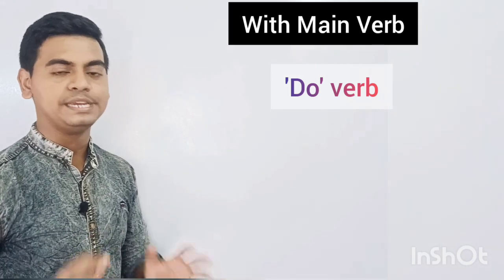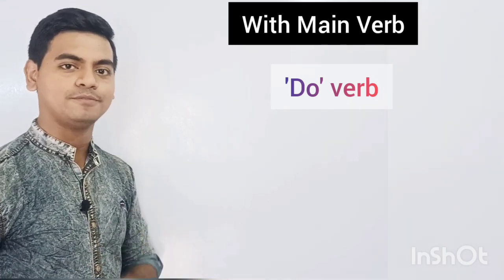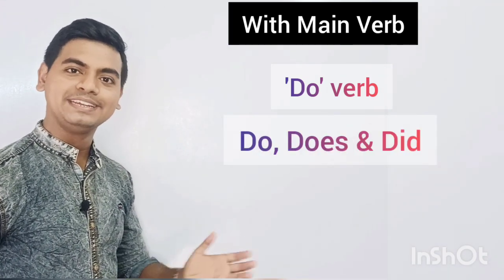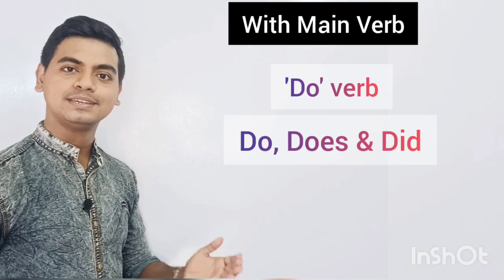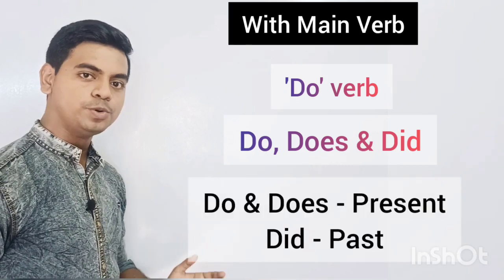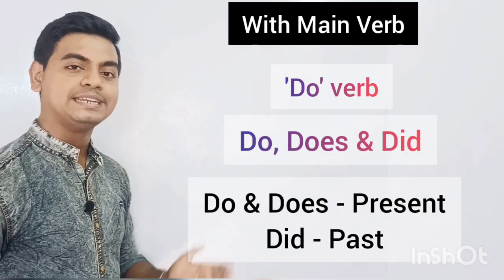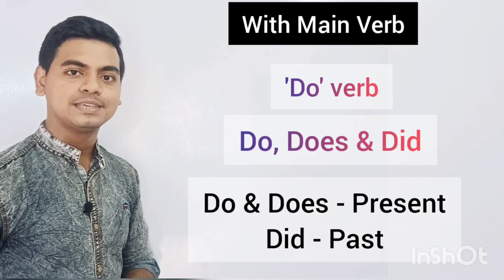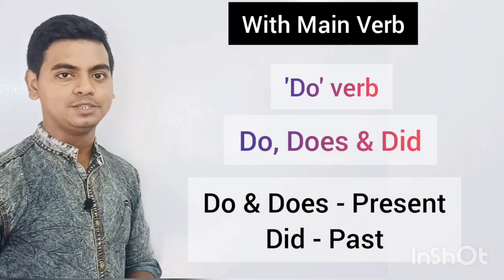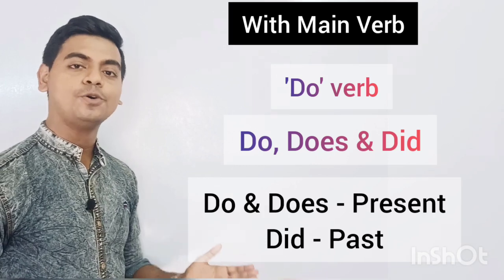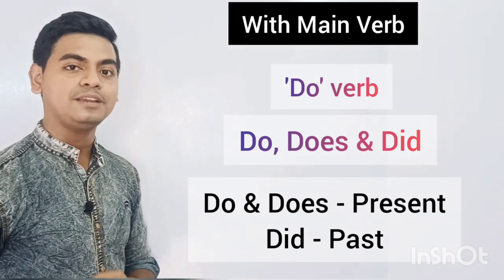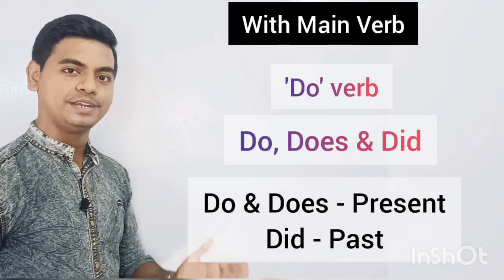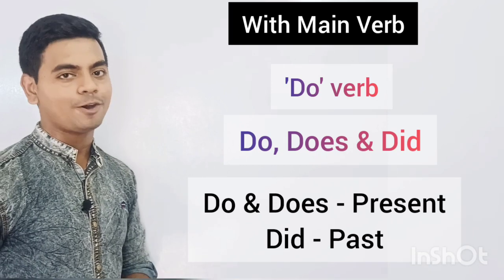The do verb has many forms, but we need only 3 of them to make a question. They are do, does and did. Right? Among them, do and does are present and did is past. It means if the main verb of the sentence is in present form, then we will use do or does. And if the main verb is in past form, then we will use did.